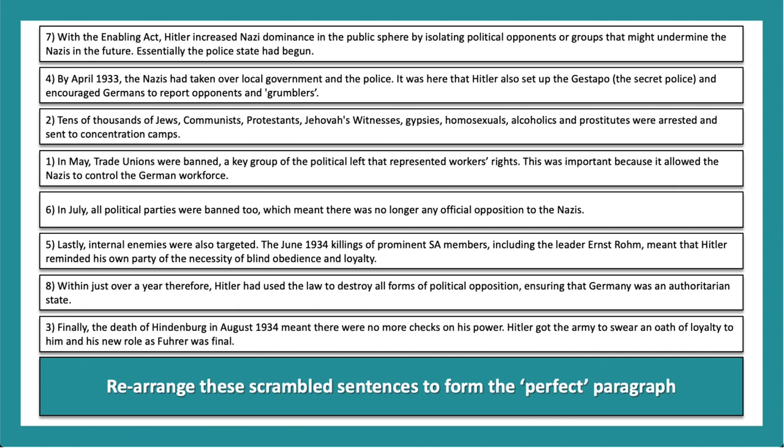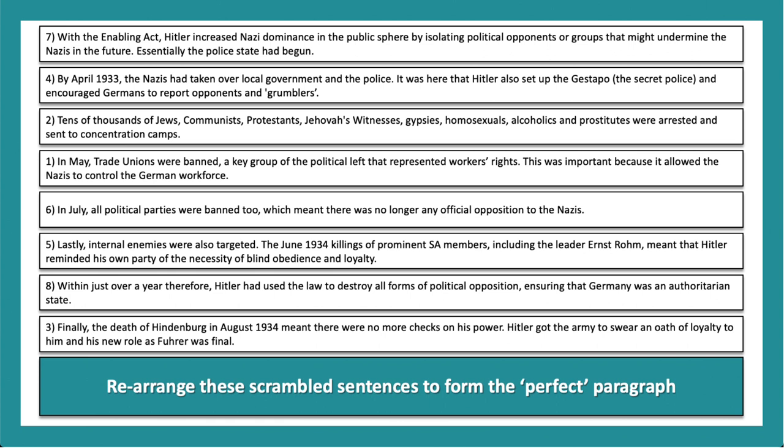So we look at the Enabling Act. Then we talk about April 33. I didn't include that in the previous one. I wanted to make it a little bit trickier. But they take over local government and the police. They don't essentially abolish the Länder at this point, but take over the police. Then they start to round up political enemies, communists, as well as Protestants, gypsies, homosexuals.